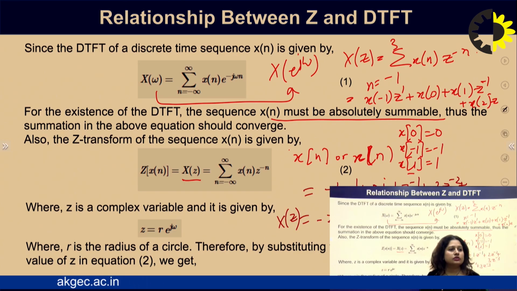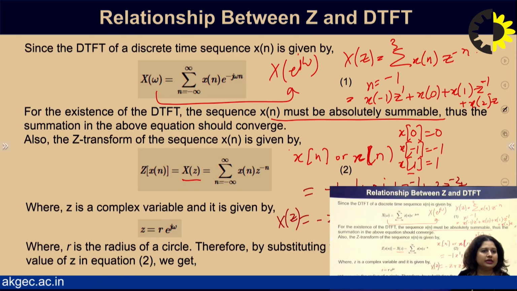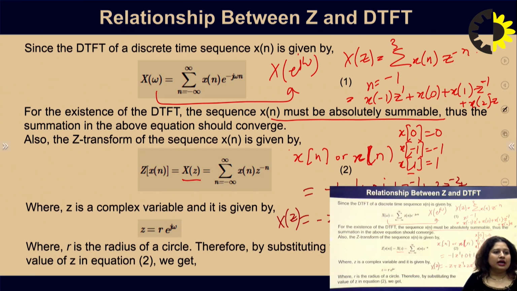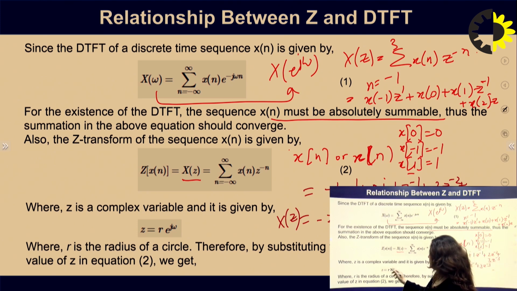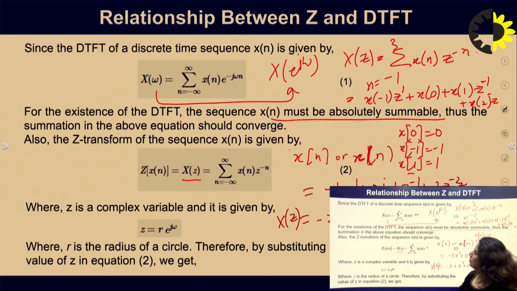So for the existence of the DTFT, the sequence x(n) must be absolutely summable, where z is a complex variable given by z = r e^(jω), where r is the radius of the circle. If the radius of the circle is unity, then z becomes e^(jω), and now the DTFT becomes the same as the z transform.